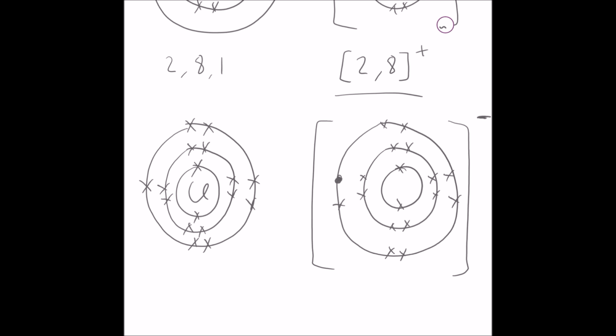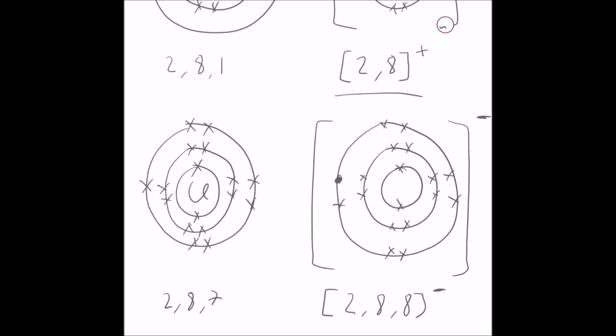And so we can write out the electronic structure again for the atom. This was 2, 8, 7. And for the ion it will be 2, 8, 8. And to show it's an ion, you put it in brackets with a negative charge on the outside just to show that that is now an ion.